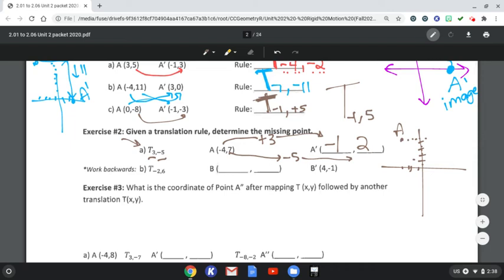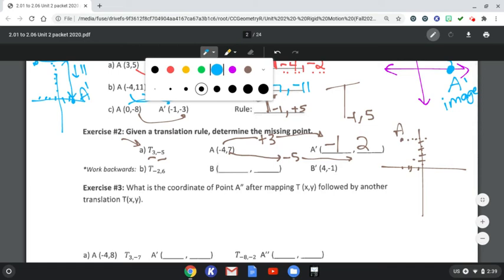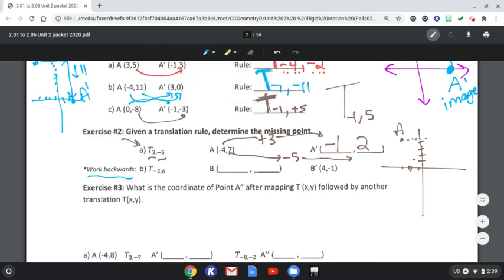Part B here, we're going to work a little backwards. The reason being, the translation rule says the translation on a point B to find its image was -2 comma 6. Well, how are we going to work backwards there? Because we have B prime. So we need to decide what number subtracted by 2 becomes 4. So that's going to be 6. 6 minus 2 becomes 4.